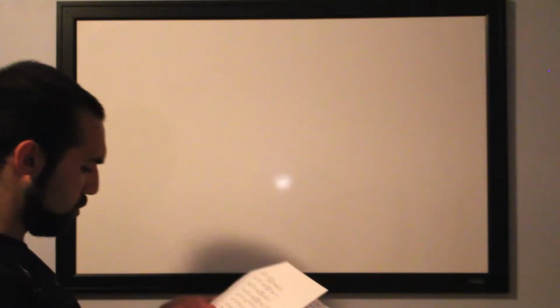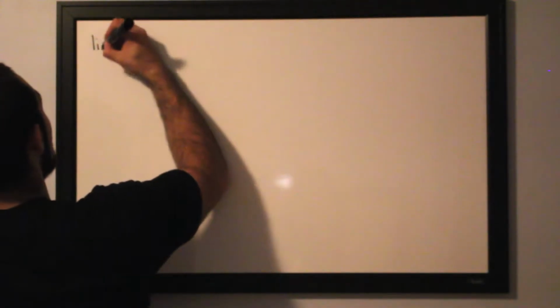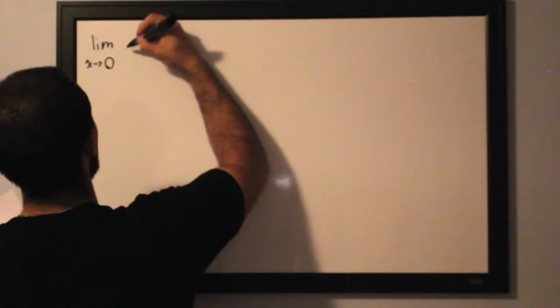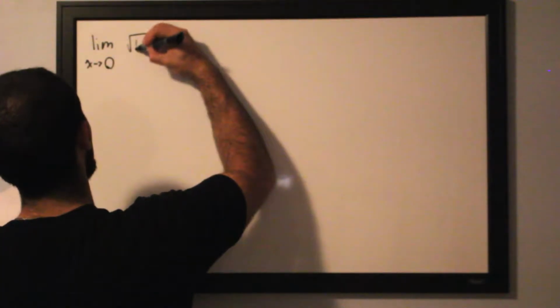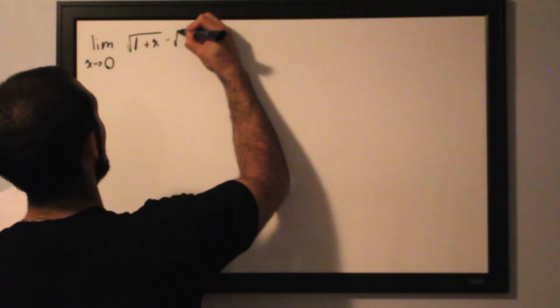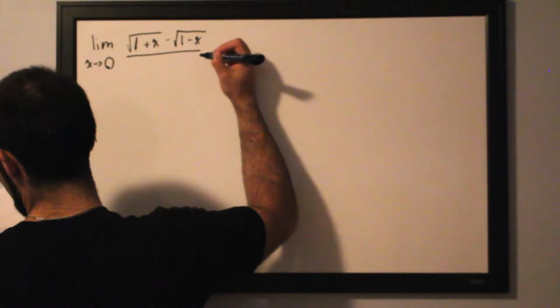Next up, we are going to evaluate, I think we got 3 more. So, speak of the devil, we got the limit as x approaches 0 for the square root of 1 plus x minus the square root of 1 minus x all over x.